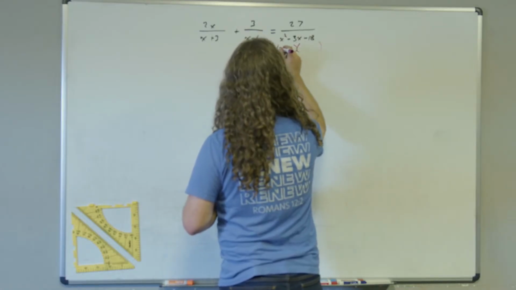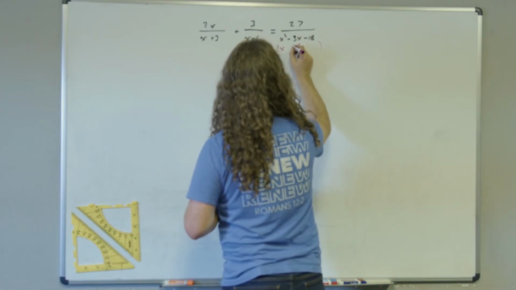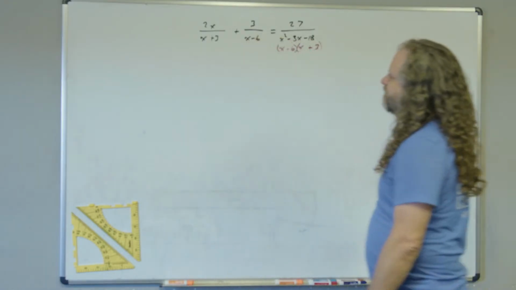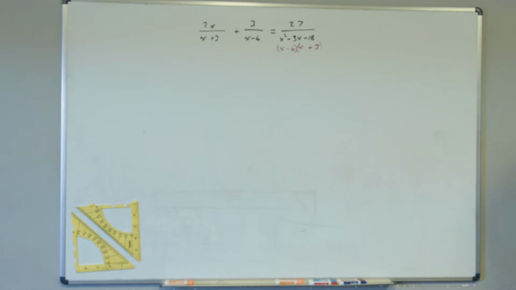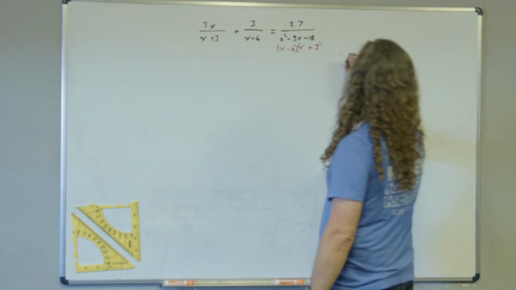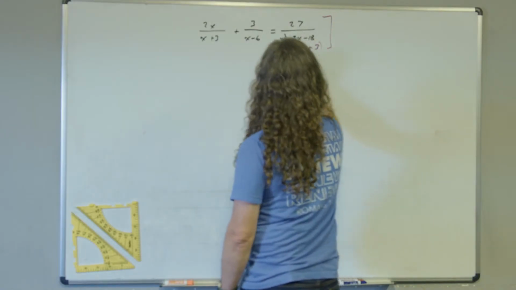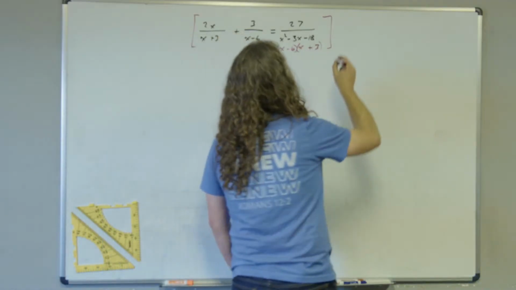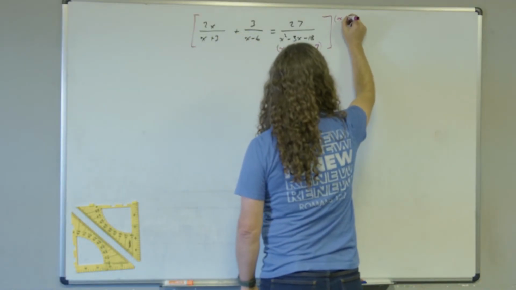Factor x and 6 and 3 and minus and plus. Looks great. Surprise, surprise, since it is a textbook problem, it even kind of matches. Wow. So what is the least common denominator in this particular problem? x minus 6 times x plus 3. That's right.